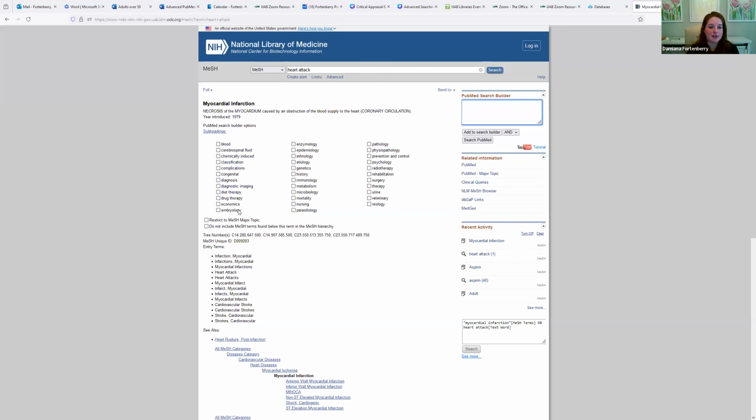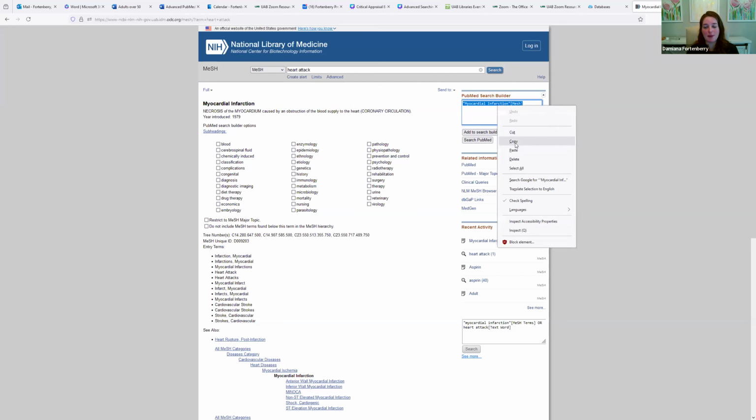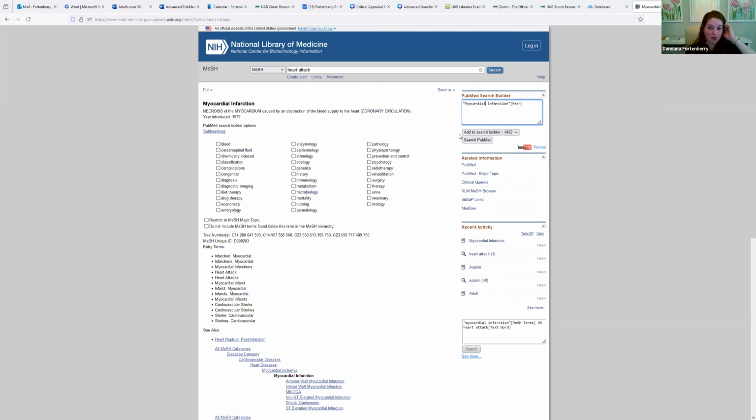Again, I can look at all of these subheadings. I see drug therapy. That might be great. I see prevention and control. That might be great too, because we're trying to find out if this aspirin prevents these sorts of events from happening. For the basicness of just this presentation, you can click both of them too if you like. You can add them both. But I'm just going to do myocardial infarction and keep it broad.